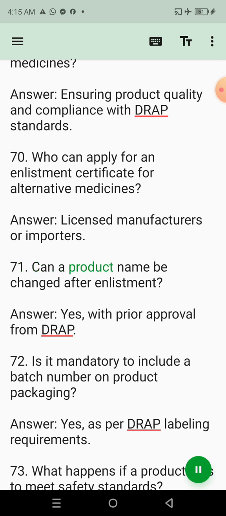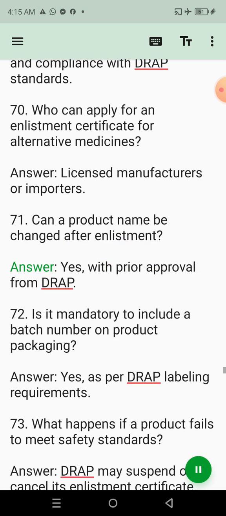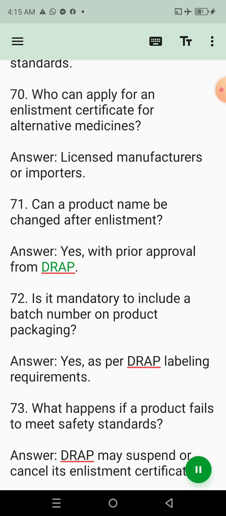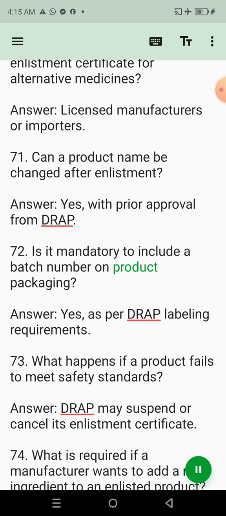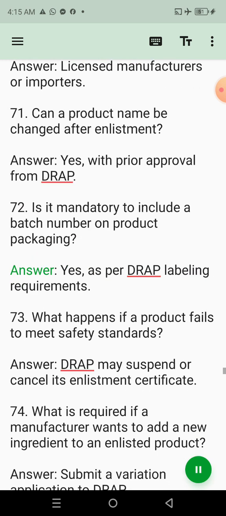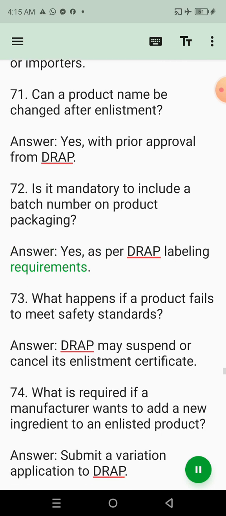71. Can a product name be changed after enlistment? Answer: Yes, with prior approval from DRAP. 72. Is it mandatory to include a batch number on product packaging? Answer: Yes, as per DRAP labeling requirements.